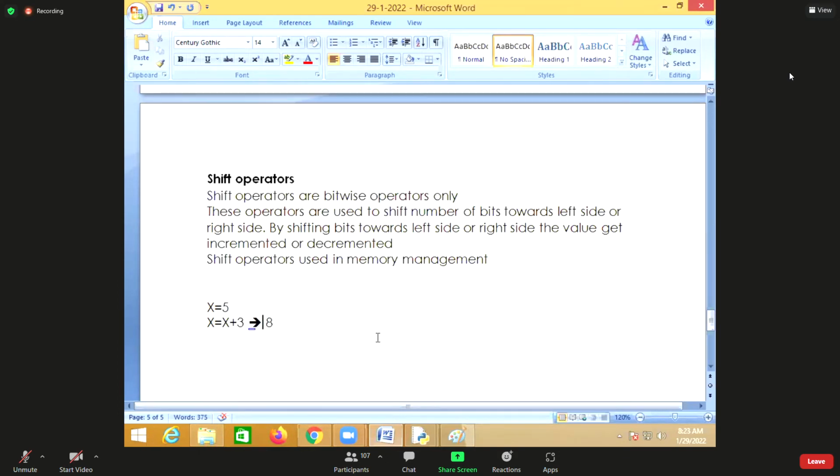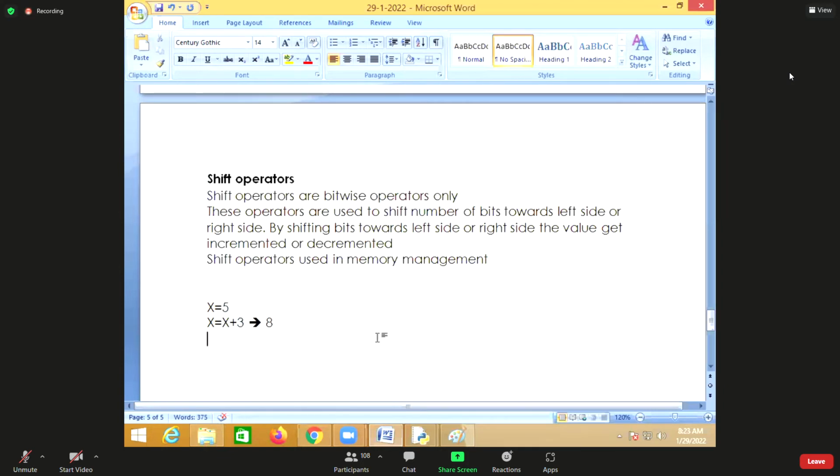It means you are adding which value? 3. But I don't want to increment a value by adding a value. I want to increment a value by adding bits.